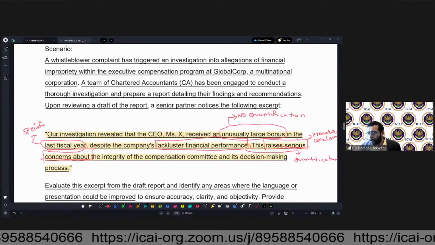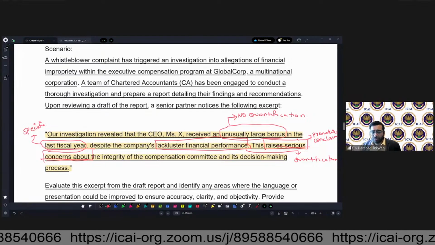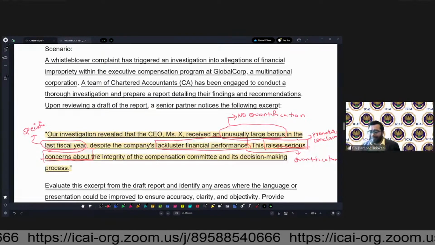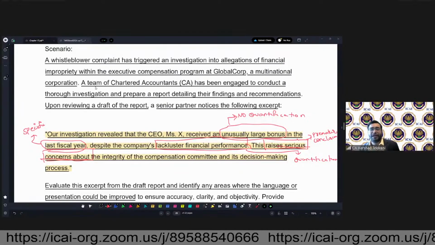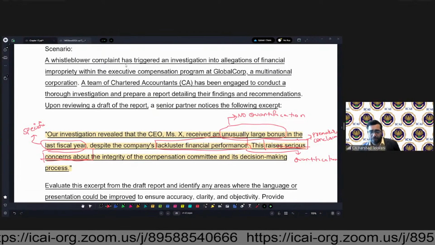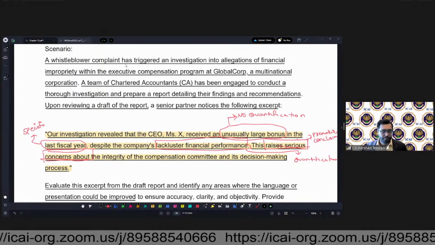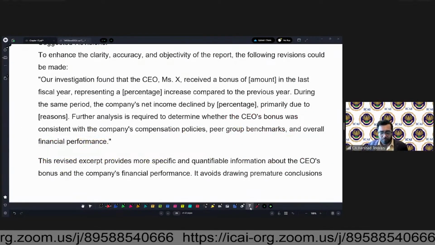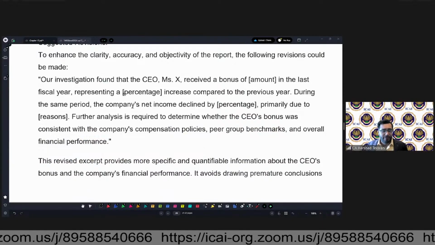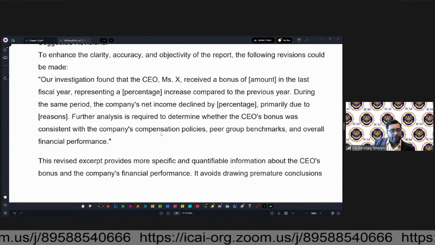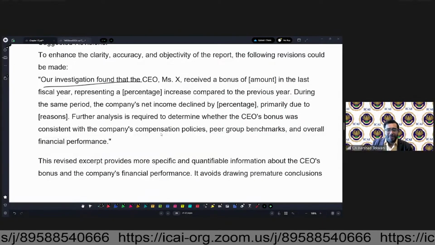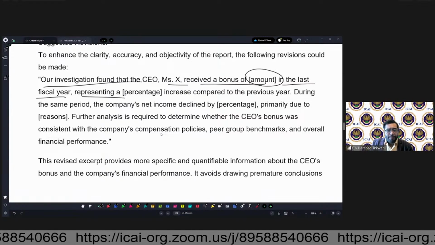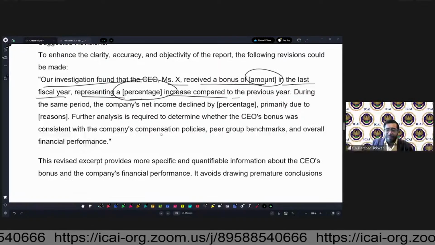So if you focus on these areas, this is something that is required to be improved. Okay, and once improved, this will bring clarity, and I'll give you an example of how it can be improved. So, improved paragraph example: our investigation found, okay, that the CEO Miss X received a bonus of this much amount in the last fiscal year, representing a percentage, this much, increase compared to the previous year.